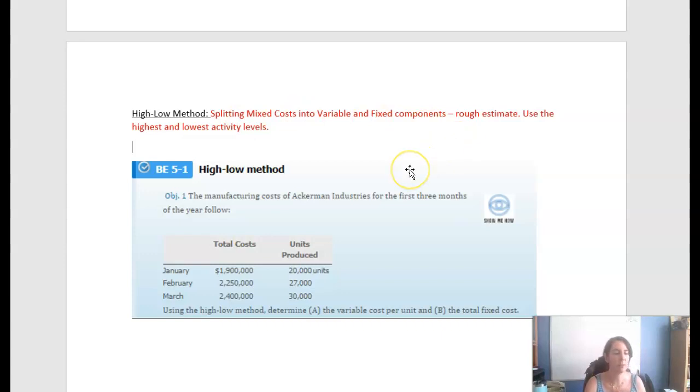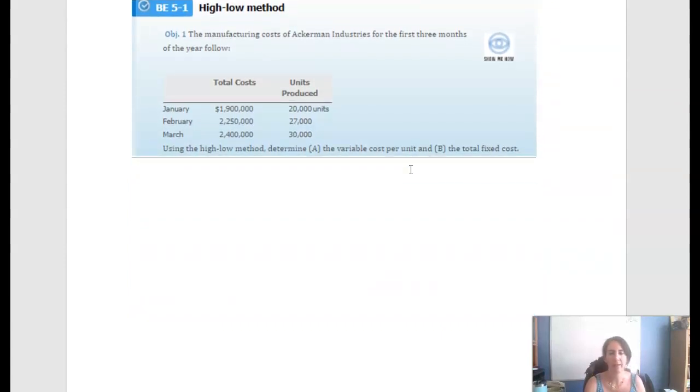All right, so one of the ways we do this is something called the high-low method. Now, the high-low method is just that. You're looking at the highest level of production and you're looking at the lowest level of production. You're not looking at anything in between. I can't tell you how many times I see students pick something in the middle, and I'm like, it's the high-low method. All right, so let's go through an example of this.